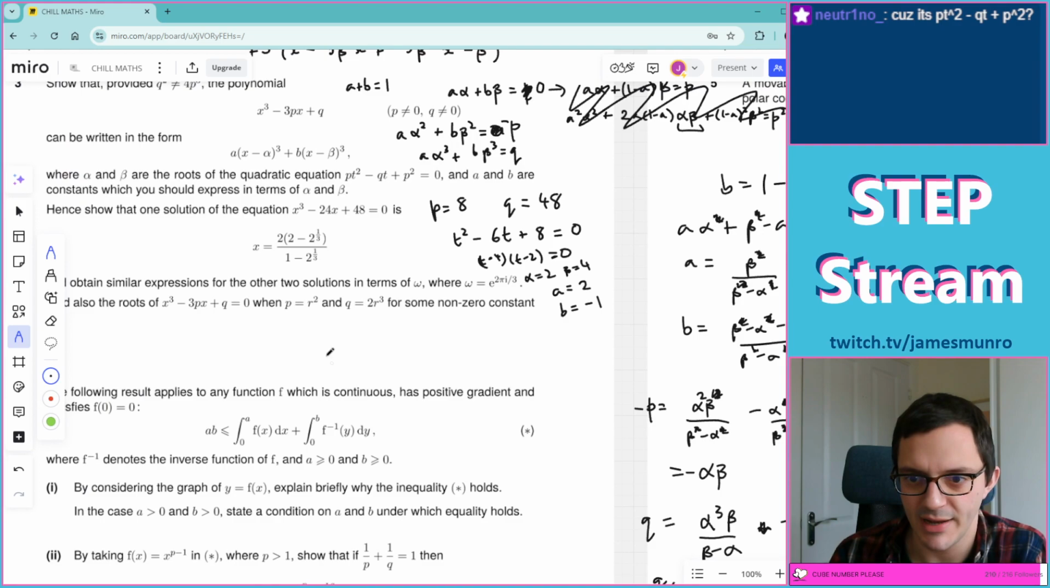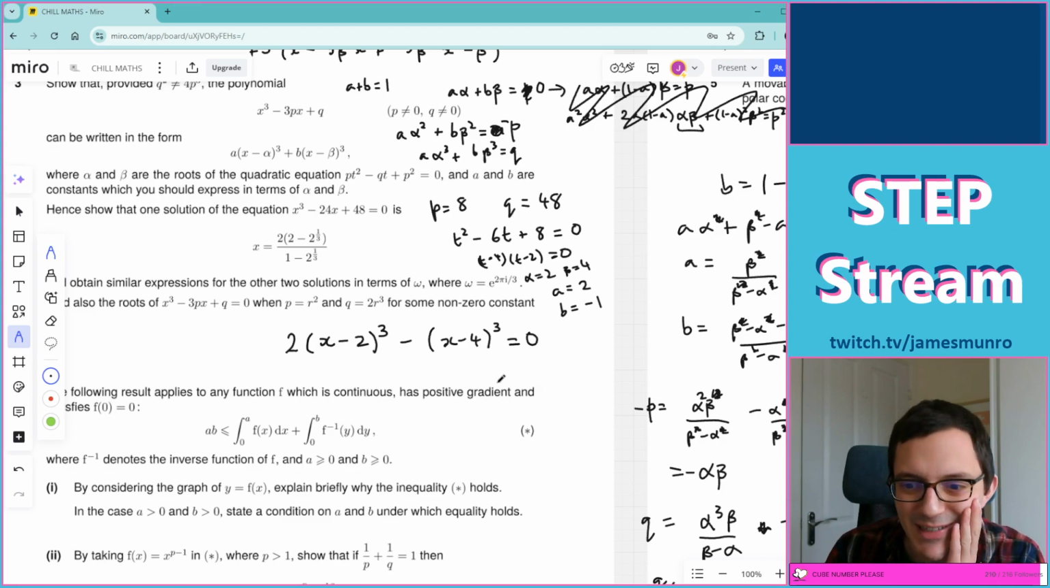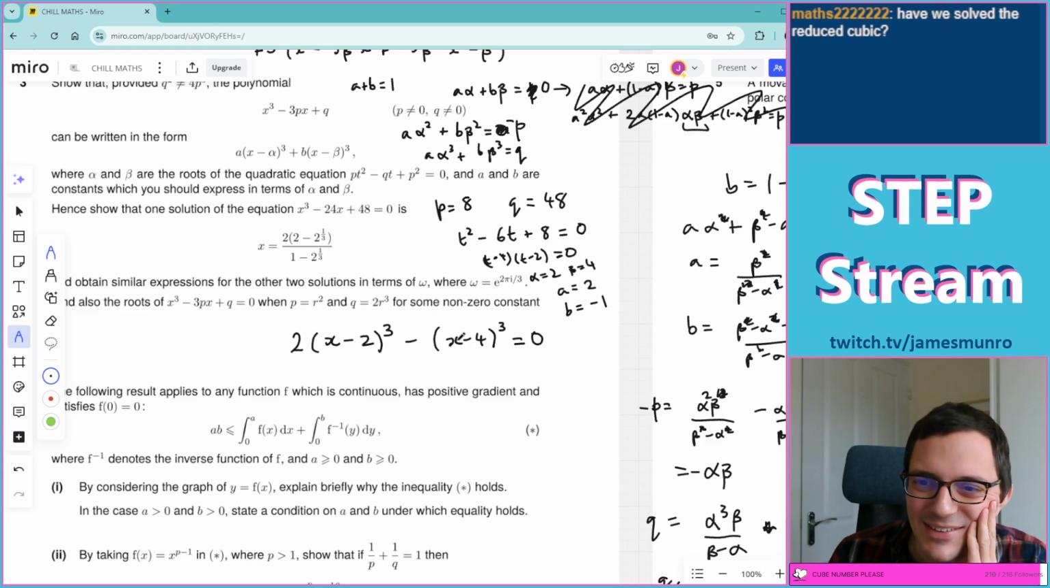Okay, so I have the expression to solve. After using all that algebra from the first part, I get to write this in the form minus 1 times x minus 4 cubed. Is that good? Well, sort of, because now I can solve this equation by rearranging and taking cube roots. Huh, that is sort of good. I think we've solved the reduced cubic. I think that's what we're doing. We've got this cubic, which is very general, because you can translate cubics to make them look like this.